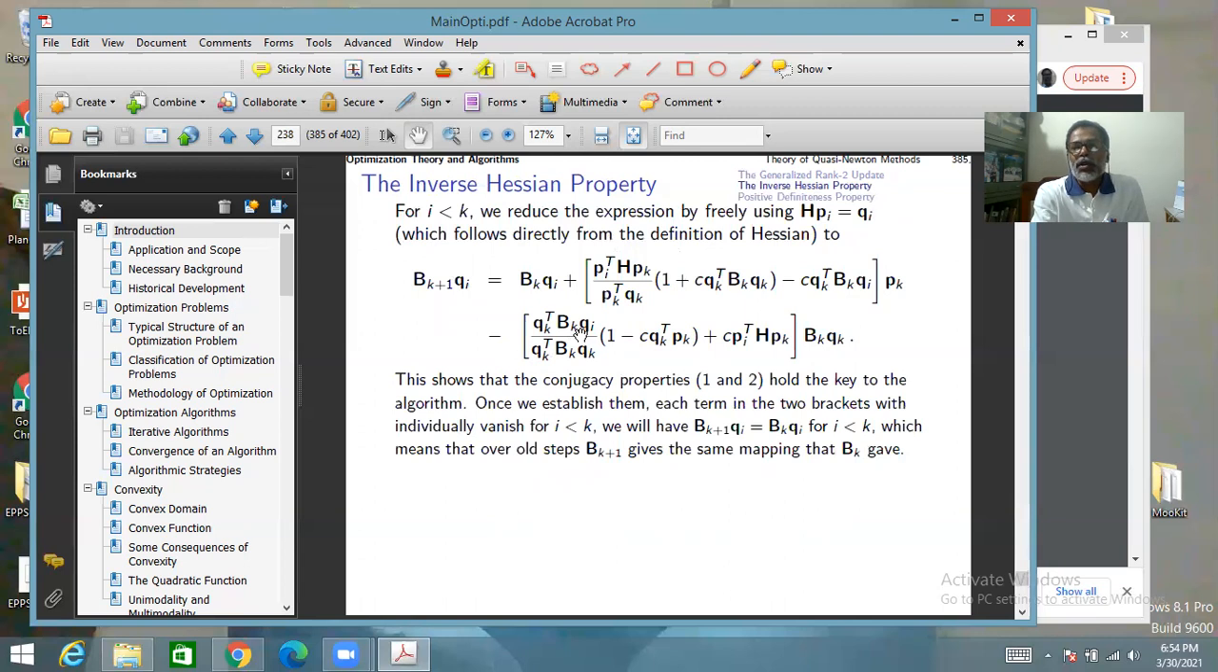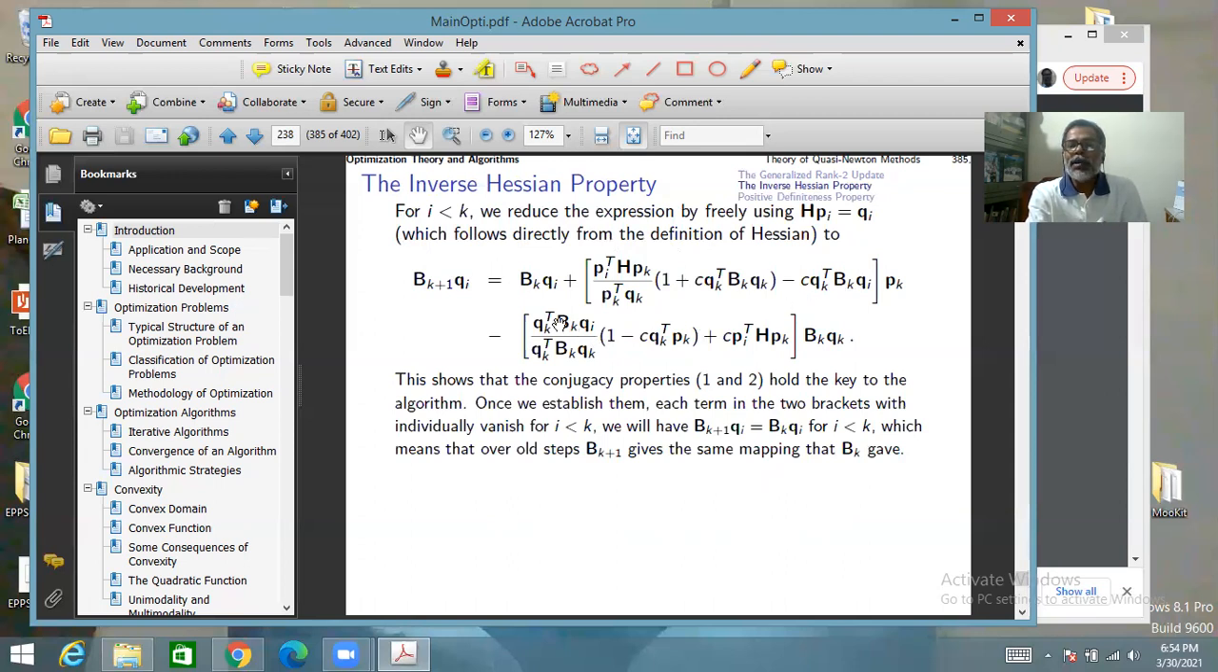Now, this is in the context of property 3, but it shows that the property 3 equation will suddenly reduce if we first show property 1 and property 2. Property 1 is the conjugacy property, which will set this equal to 0, which is here also. And property 2 is the other conjugacy property, between q steps, which will set this equal to 0 and therefore this equal to 0.